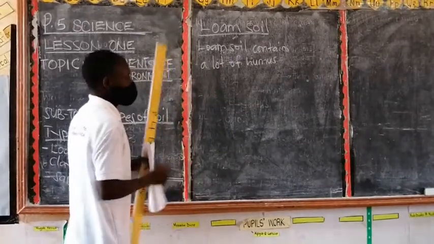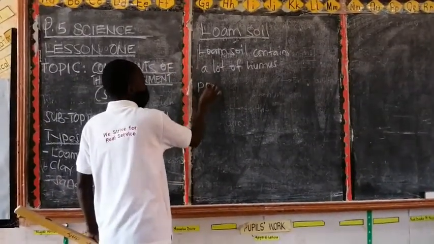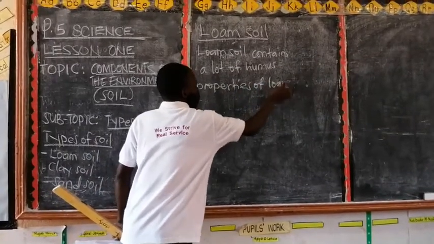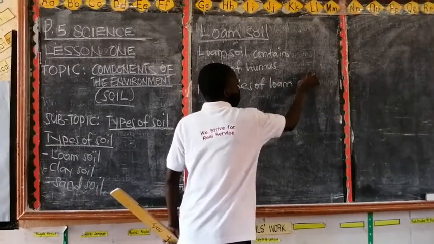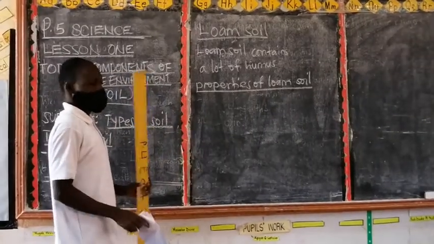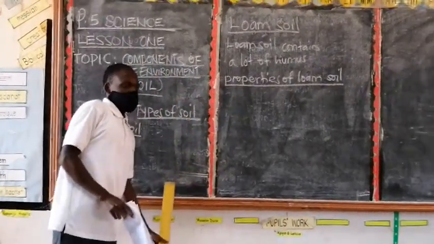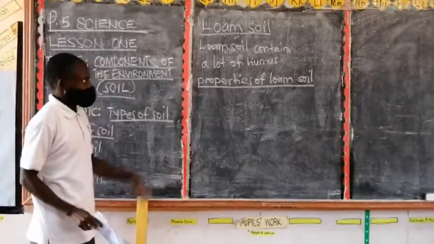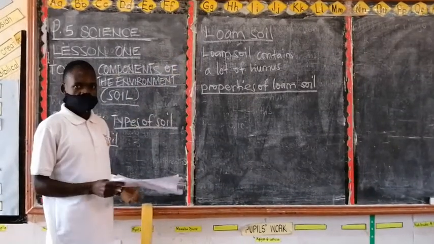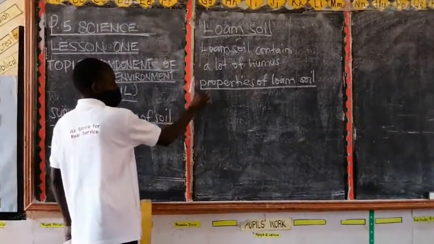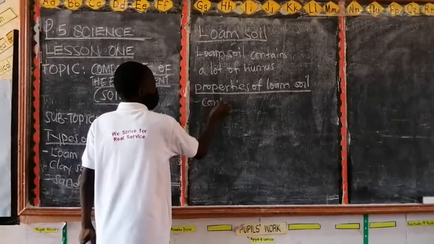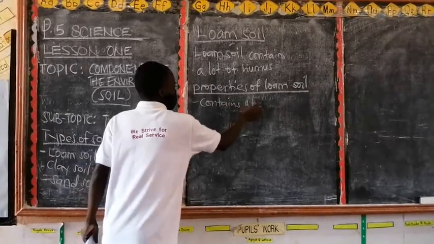Now let's look at the properties of loam soil. From what I've just explained, loam soil is good for growing crops because it has a lot of humus. One of the properties of loam soil is that it contains a lot of humus.